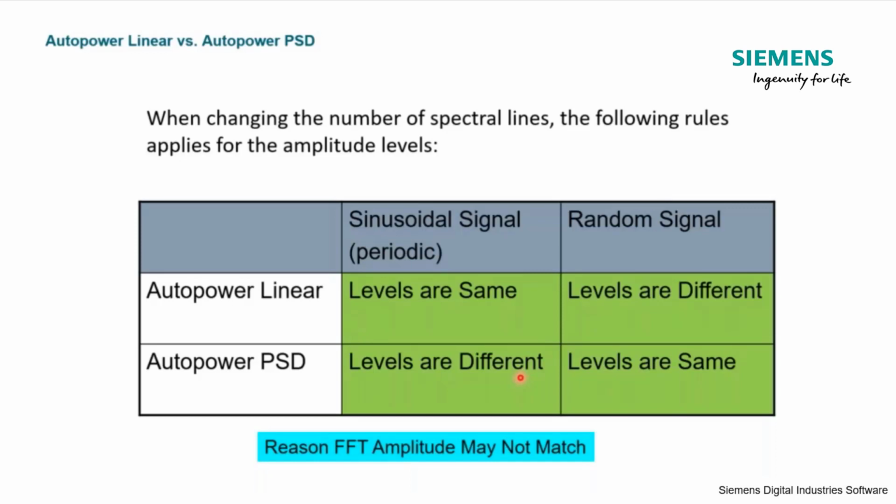Well, summing this up again here, when we're talking about random signals, if we're using an auto power, the levels are going to be different when we change the number of spectral lines, but with the PSD, the levels will be the same. And it's the reverse if we're talking about a sinusoidal periodic signal. With an auto power, the levels will be the same, but with the PSD, the levels would then be different.